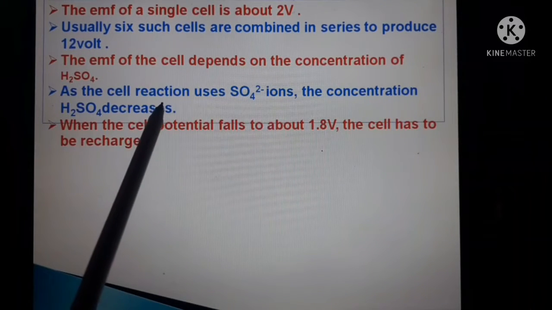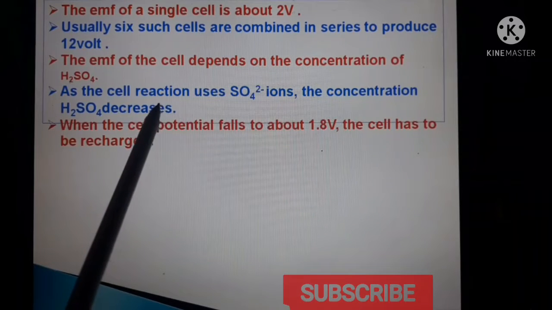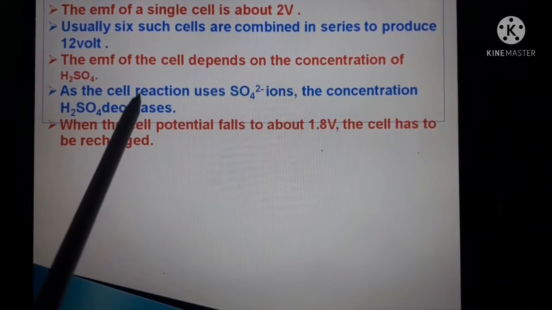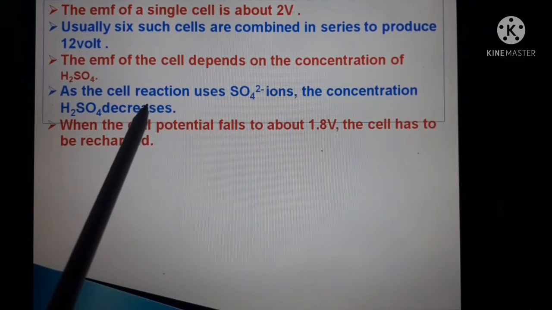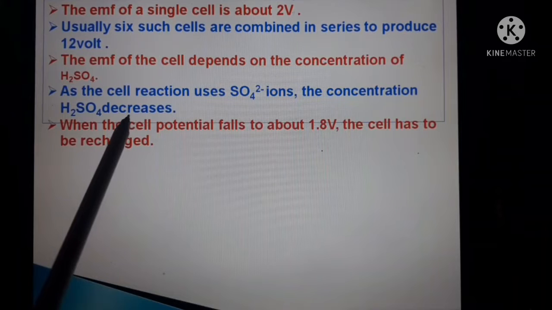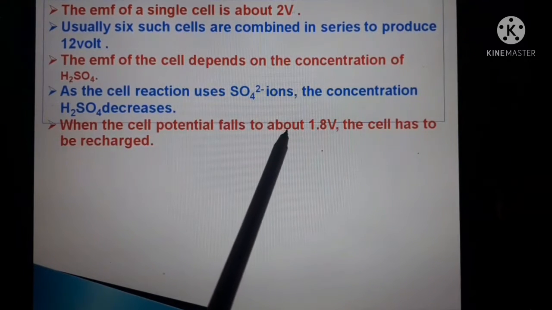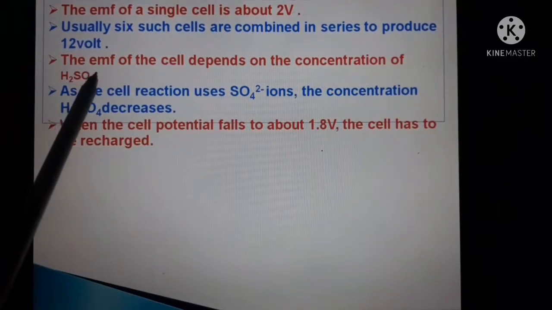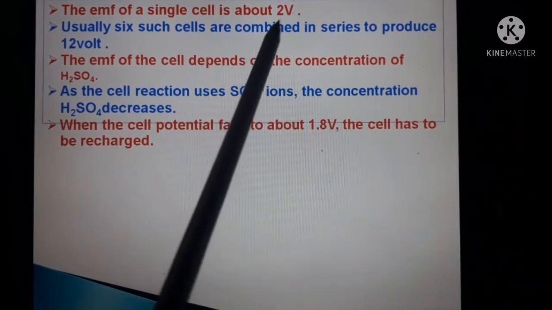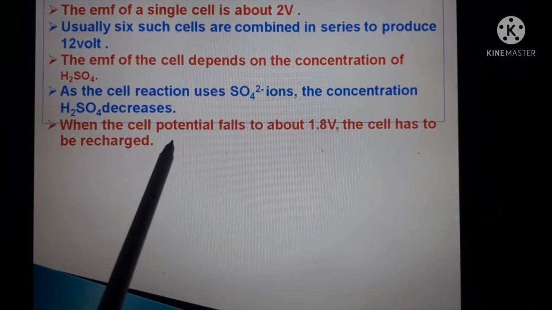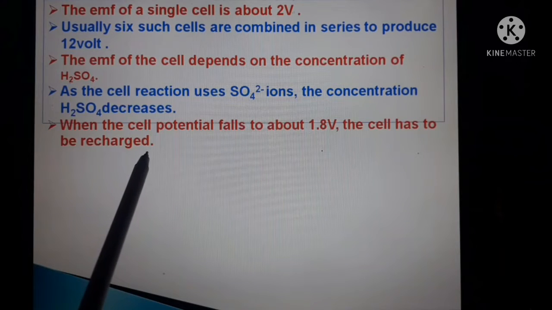This is the discharging time. During discharging, the reverse reaction is formed. Sulfuric acid is decreased. If we use the battery for a lot of days, the reaction occurs and therefore sulfuric acid is decreasing. When the cell potential falls to about 1.8 volt from 2 volt, it has to be recharged. We will do the recharging process.